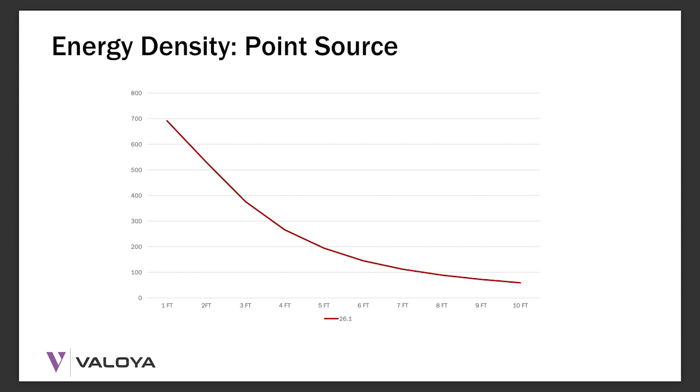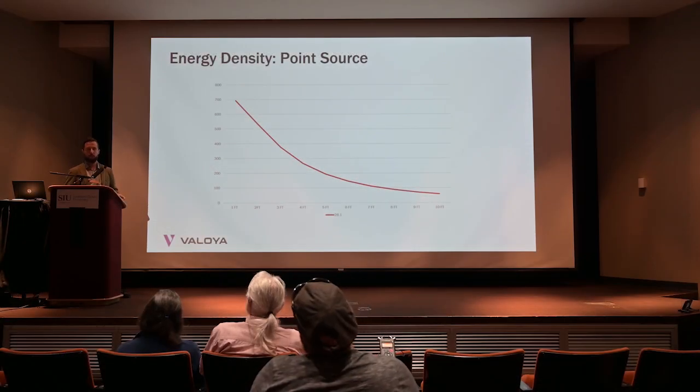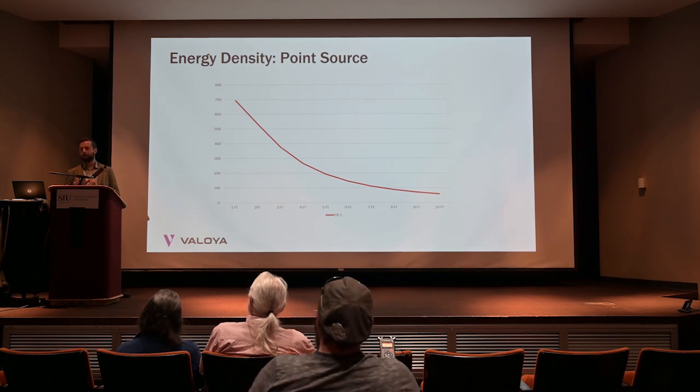So right now, this is 26.1 watts per square foot. This is 700 micromoles going down to under 100, going from 1 to 10 feet. That follows the rule pretty well. It's not a perfect representation of the inverse square law, but it does track and it does correlate to what the law says.